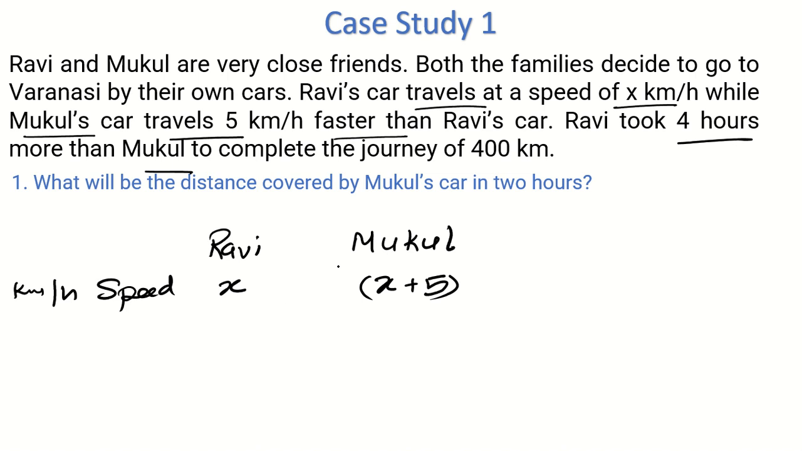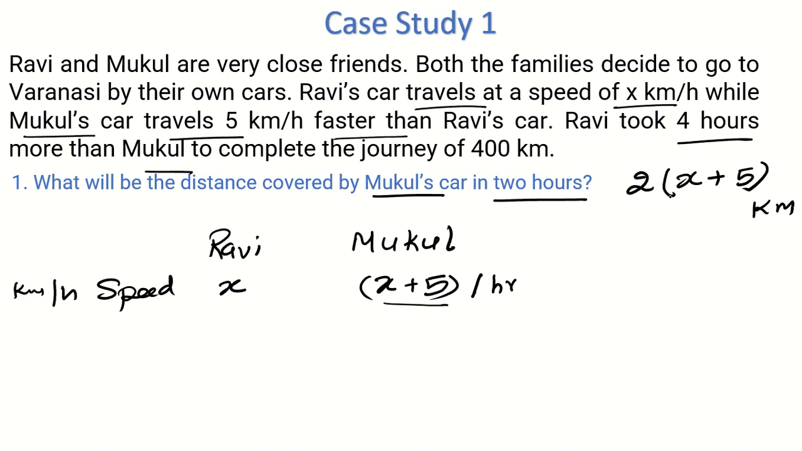I think the first part can be solved with this only. What will be the distance covered by Mukul's car in 2 hours? You see, this is per hour, so in 1 hour it goes x plus 5 kilometers, and in 2 hours it will go 2 times x plus 5. This will be the answer of the first part: 2 times x plus 5. Why? Because in 1 hour Mukul travels x plus 5 kilometers, so in 2 hours he will travel 2 times x plus 5 kilometers. I'm sure this option is clear to you. This was very easy.